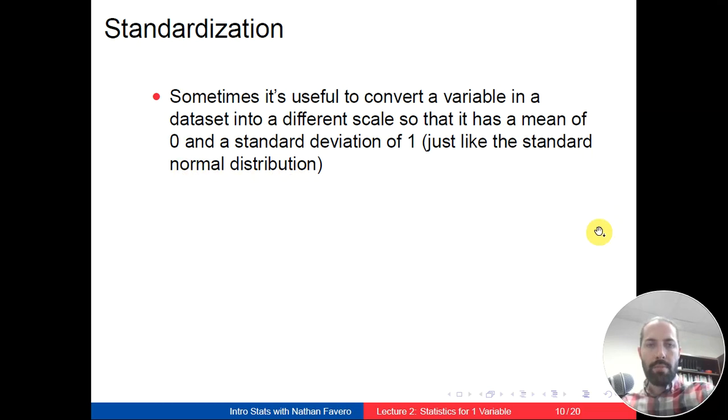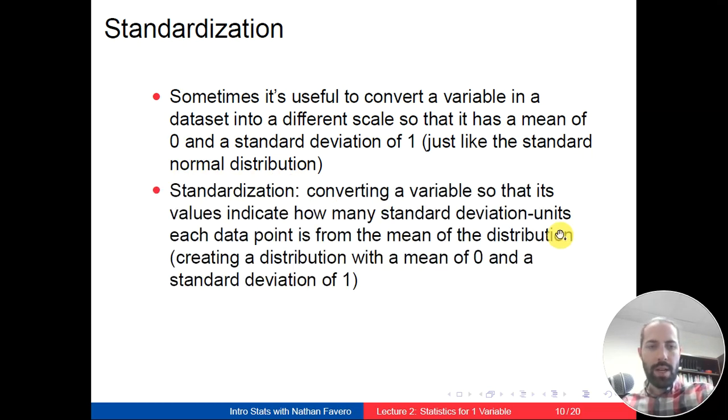So, why would we want to transform things this way? We'll talk about that a bit more in a moment. But let's make sure we have a very clear definition of standardization here. Standardization, the word, refers to that conversion process, converting a variable so that it indicates how many standard deviation units each data point is from the mean. In other words, creating a new version, a linear transformation of that variable so that it has a mean of 0 and a standard deviation of 1.